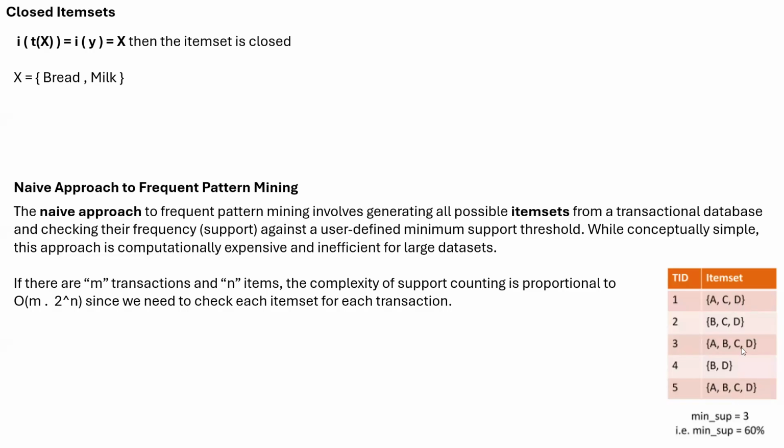That is the way you find out. Pick up an item set, pick up a combination, go through the whole transactional database and find out the number of transactions in which it has happened. If it is greater than or equal to 3, you mark that as a valid item set, or frequent pattern set. That is the initial thought that we get, but that is computationally expensive.